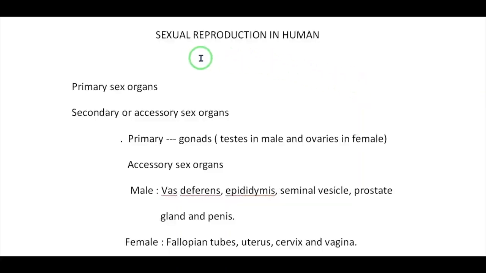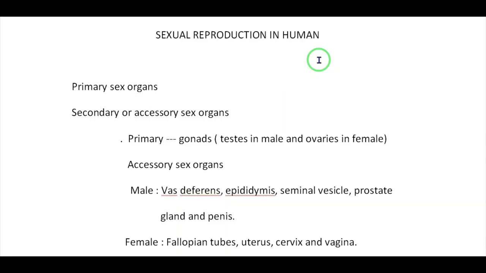Our first topic is sexual reproduction in humans. First, let's see what reproduction is. The production of a new organism from an existing organism of the same species is called reproduction. Reproduction gives rise to more organisms with the same basic characteristics as their parents.